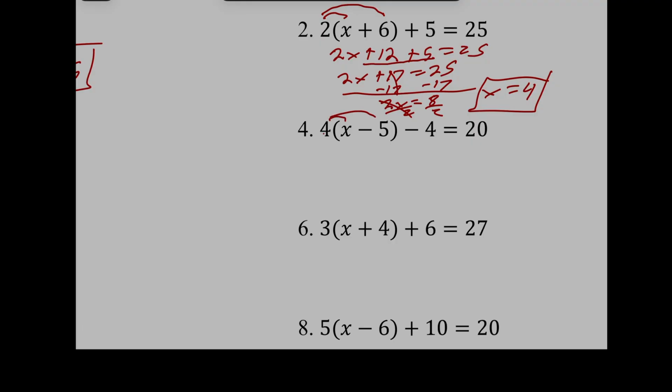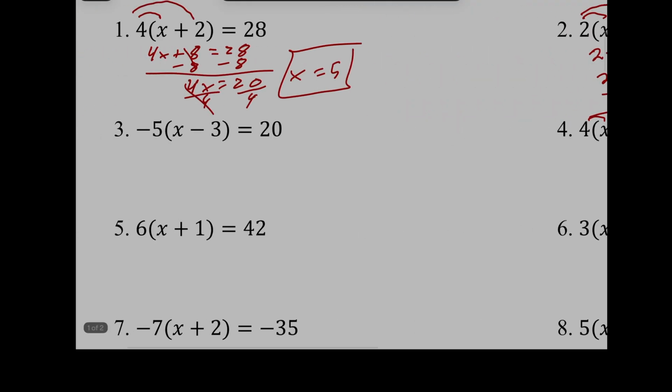Number 3. Let's do our distributive property. Oh, wait, I got to go back here. Negative 5 times x, negative 5 times negative 3. So it'll be a negative 5x. A negative times a negative is a positive 15. And that will equal 20. Okay? So now I want to get my letters on one side, numbers on the other.